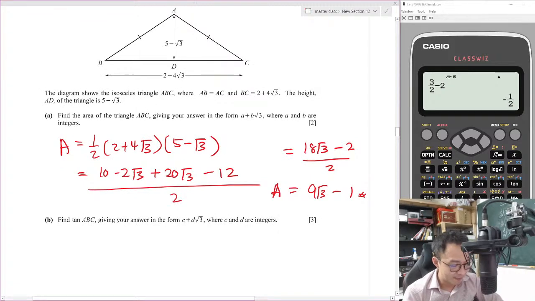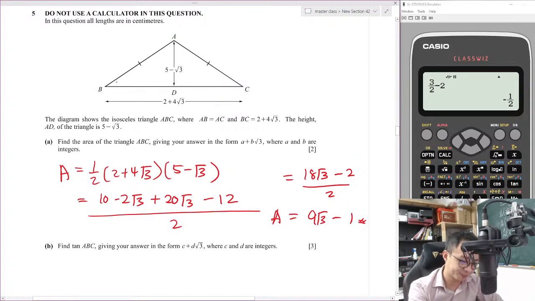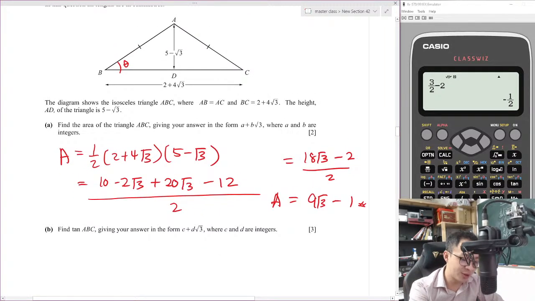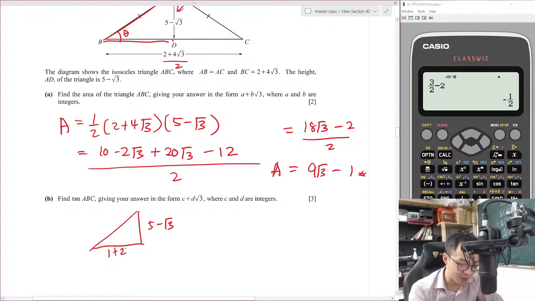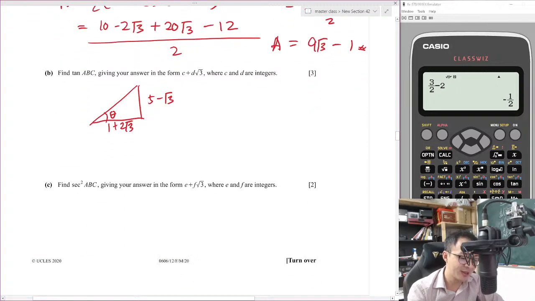Next, find tangent ABC. Give your answer in that form. So I want to find this value, this coordinate, so I will use this triangle here. I know my opposite, which is quite easy: 5 minus root 3. But to get my adjacent, I need to divide 2 for this value. So the triangle has opposite 5 minus root 3 and adjacent 1 plus 2 root 3. This is the theta I'm trying to find.